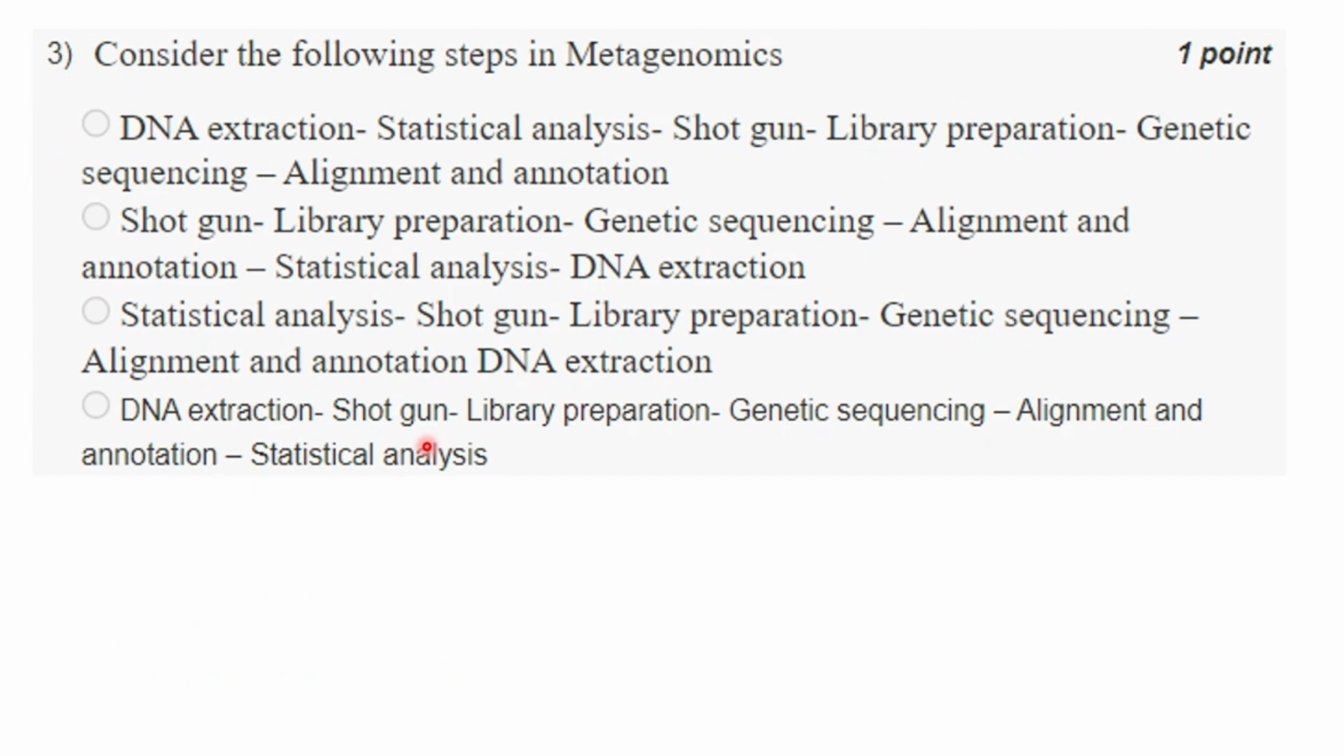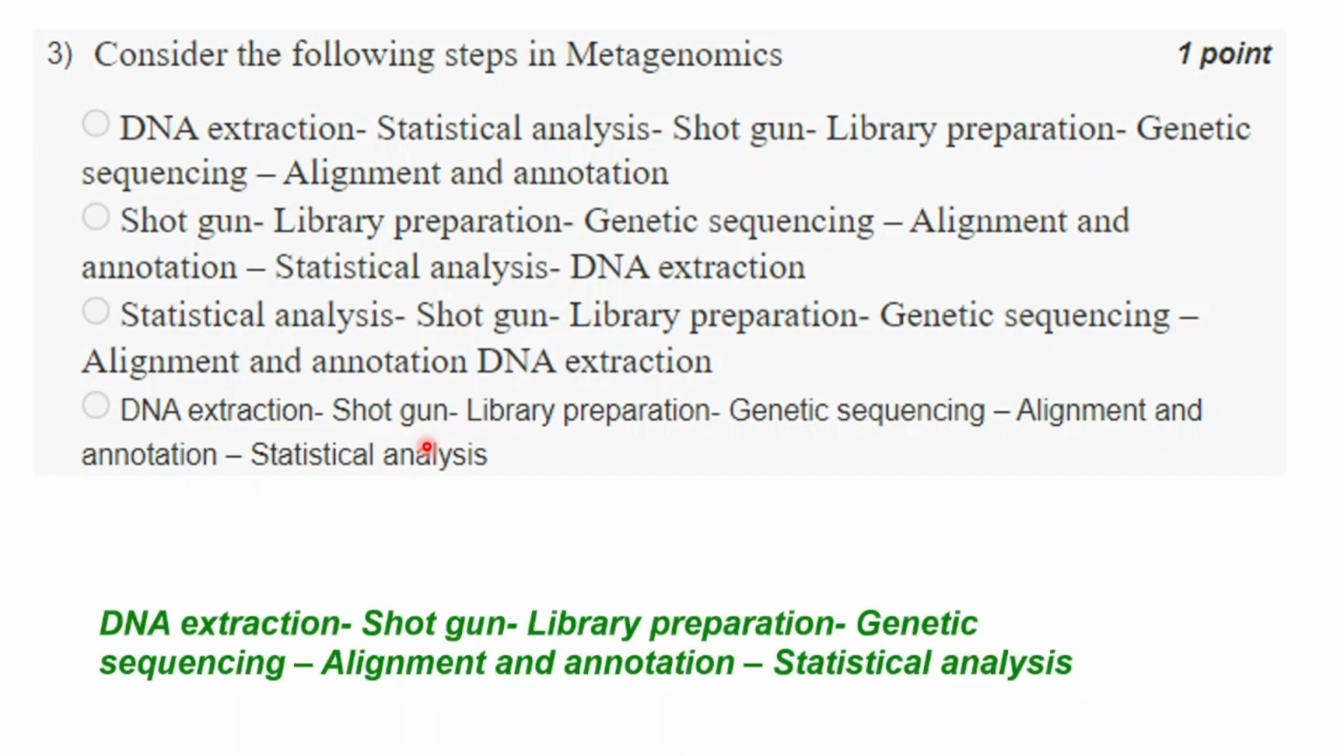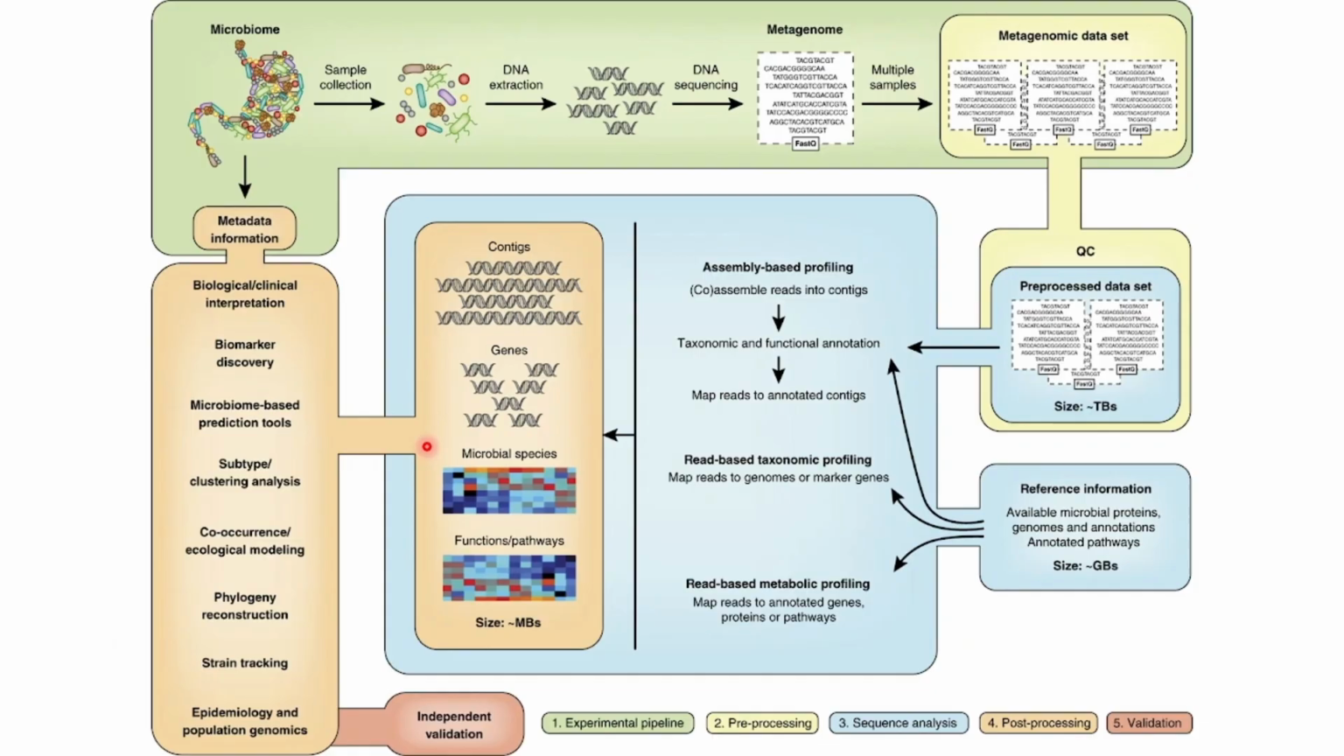Consider the following steps in metagenomics. Which one do you think is the correct answer? Anyone? Option 4. Okay. Anybody else? So you're right. Option 4 is the correct answer: DNA extraction, shotgun, library preparation, genetic sequencing, alignment, and annotation.